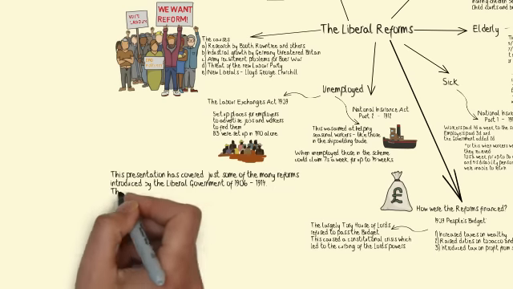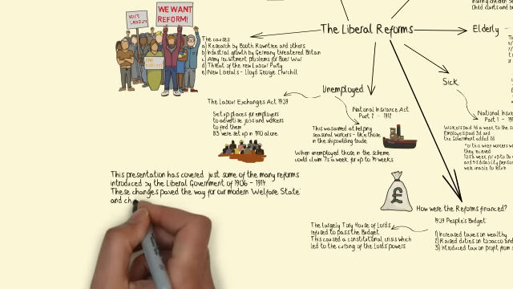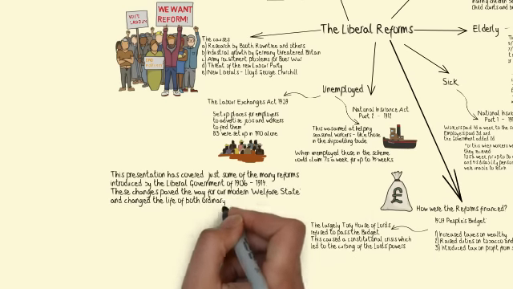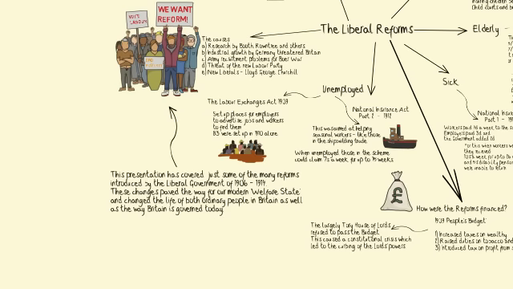This presentation has covered just some of the many reforms introduced by the Liberal government of 1906 to 1914. These changes paved the way for our modern welfare state and changed the life of both ordinary people in Britain, as well as changing the way Britain is governed today.